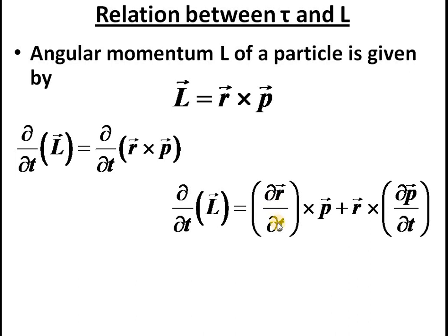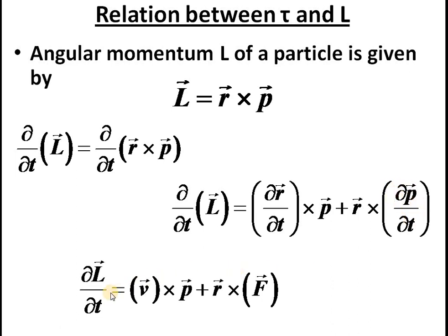Okay, delta R by delta T is nothing but the velocity, and delta P by delta T, the rate of change of momentum, is force. So we can replace this one with velocity and this one with force. So we have this relation: delta L by delta T equals V cross P plus R cross F. I think this idea is very clear.